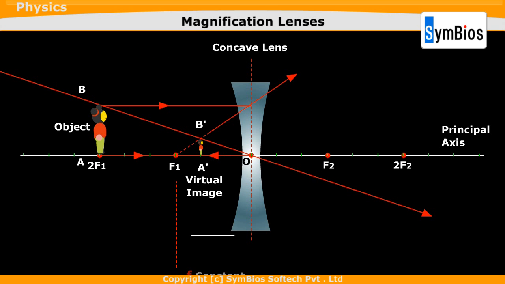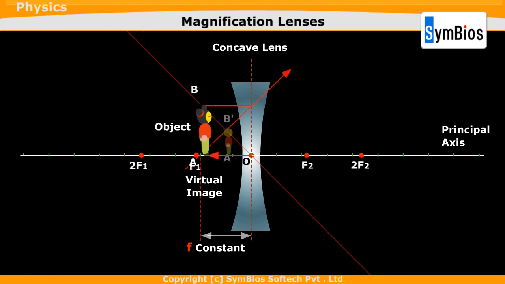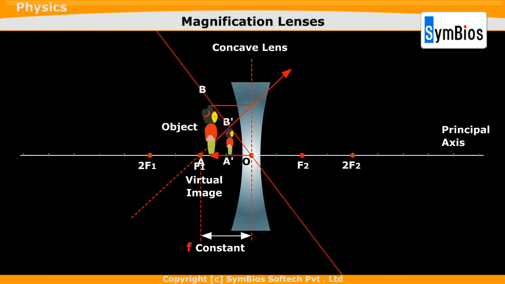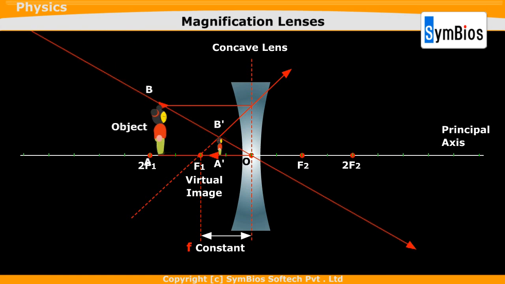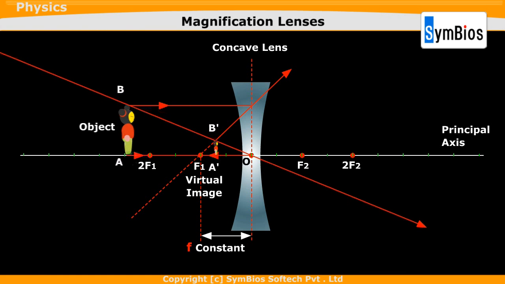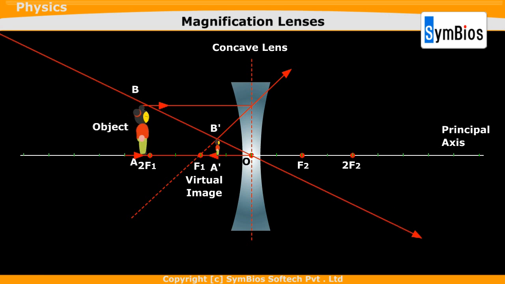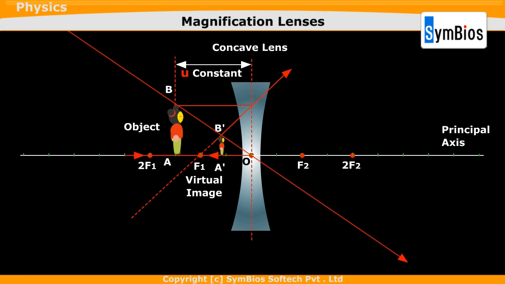Let's now keep focal length a constant and vary the object distance U. Let's see what will happen to the image distance V, magnification M, and the height of the image H'. Now we will keep object distance U a constant and change the focal length and see the subsequent changes to the image distance, magnification, and the height of the image.